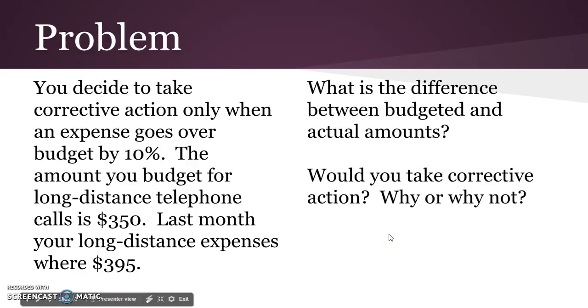If we take a look at this, we have to answer a couple of questions. First of all, what is the difference between budgeted and actual amounts? Well, we can see here that we have an actual amount of $395 and a budgeted amount of $350. So if we do the math, $45 is the difference. So the question is, in the controlling phase, as a manager, would you take corrective action? Why?